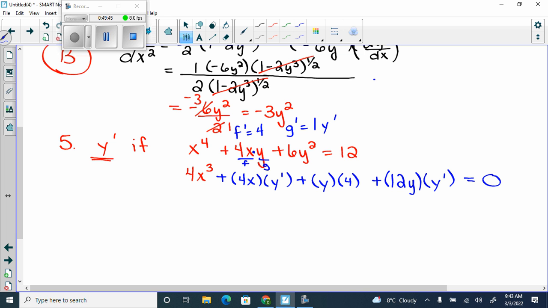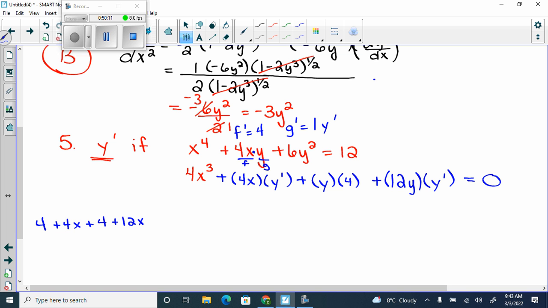Now, terms with y prime instead of 1. Normally we just add or subtract then divide, right? And we were done. What happens when we have two variables? So let's pretend I give you this: 4 plus 4x plus 4 plus 12x. Let's pretend that's what it was instead of y primes.